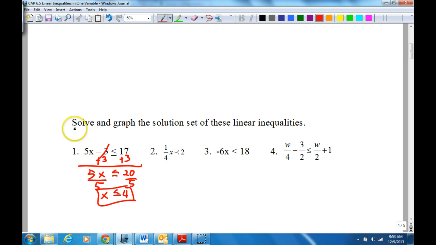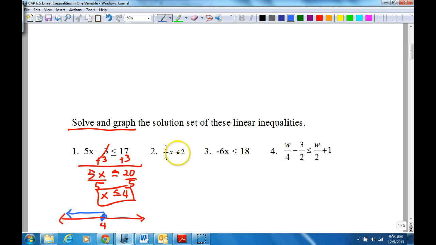Now, notice it says solve and graph. Don't forget the graph portion of this. All you got to do is put your little number line. I'm not going to force you guys to put a whole bunch of numbers on there. Just put the answer on there. 4. And now, should that be a closed circle or an open circle? Closed. Okay, and which direction should that be pointing? Left. All right.